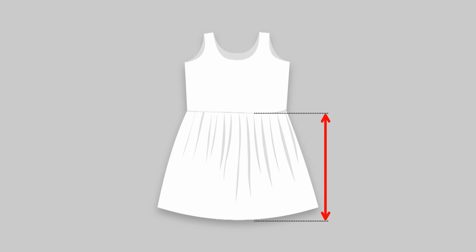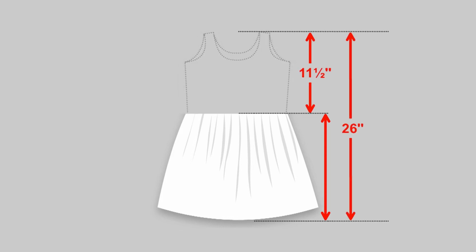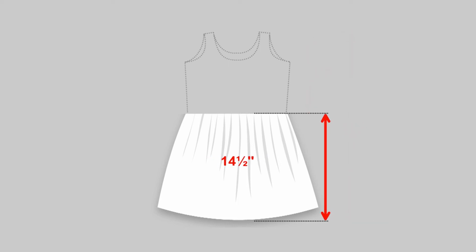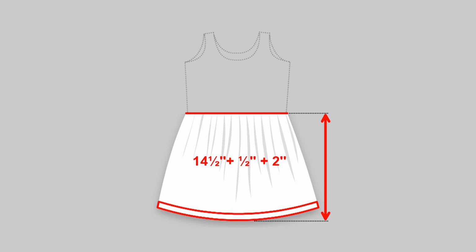The length of the skirt is derived from subtracting the front length from the full length, that is 26 inches minus 11.5 inches, which gives the skirt length as 14.5 inches. This is the length of the finished skirt. But we need to add 1/2 inch seam allowance for the waistline seam and 2 inch for the bottom hem. So, the total skirt length becomes 17 inches.